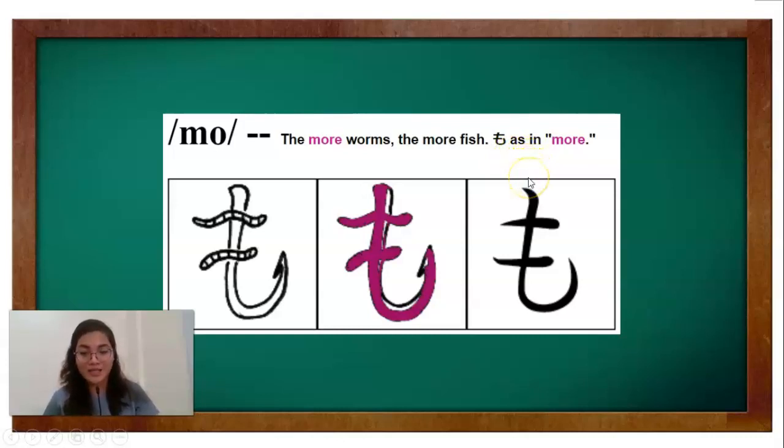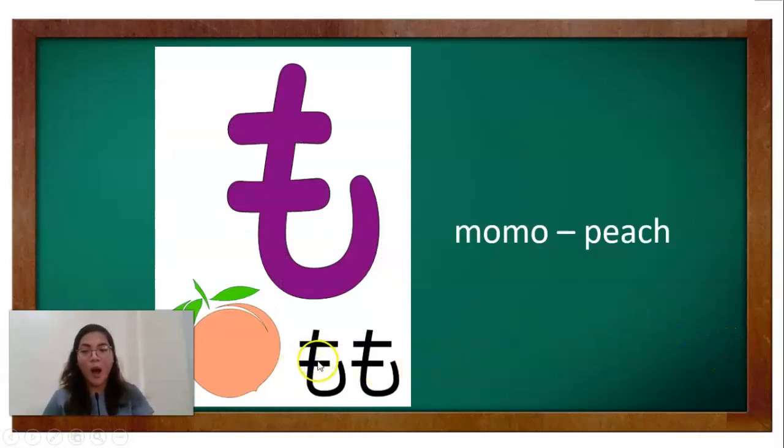Okay, so to easily think of this character, think of mo as in more. Here's an example word that starts with mo: Momo. Momo means peach. Okay, and that's the end for our ma row.